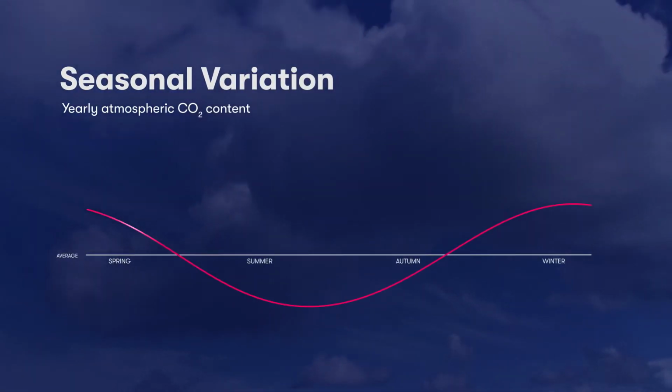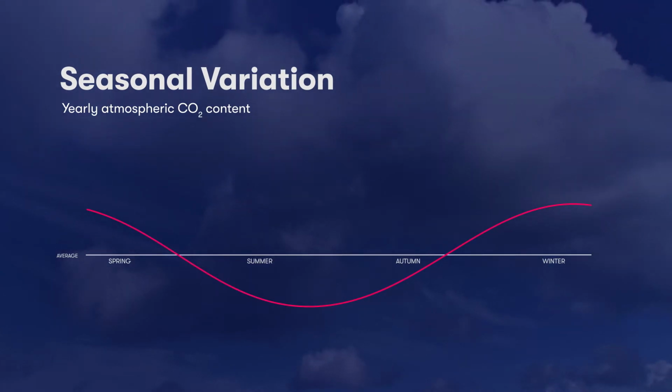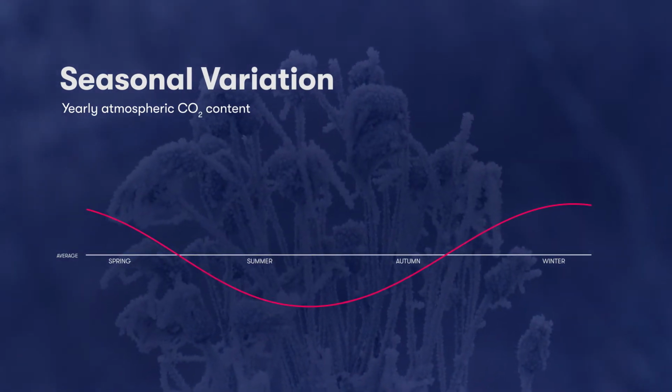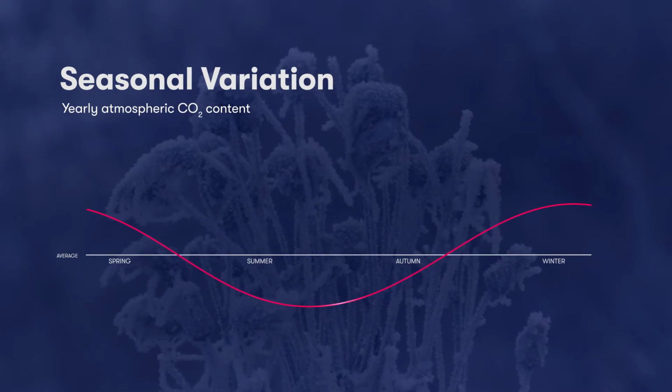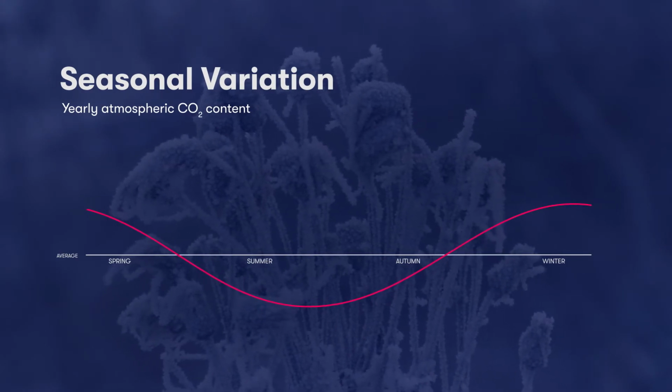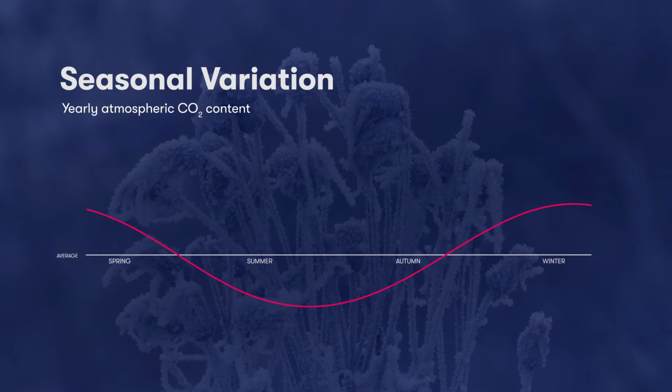When plants are growing, they utilize CO2 and the concentrations drop. It is the opposite case during autumn and winter, when most plants stop growing, resulting in a rise in CO2 concentrations.